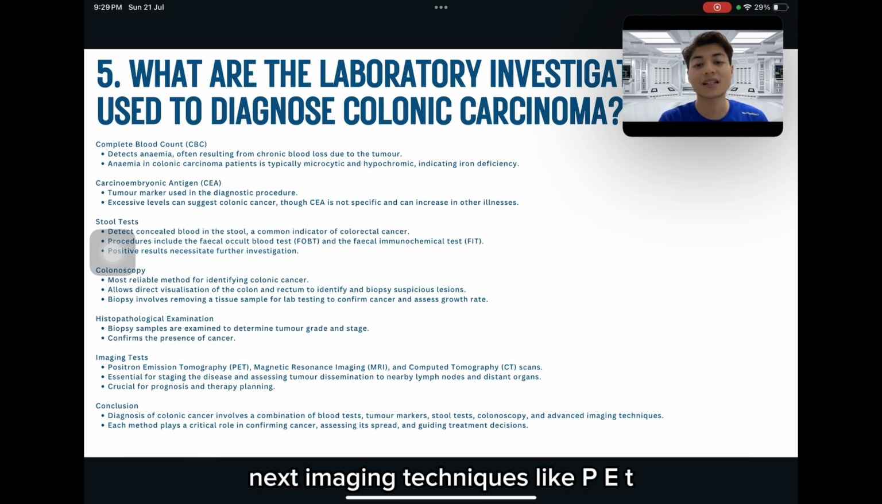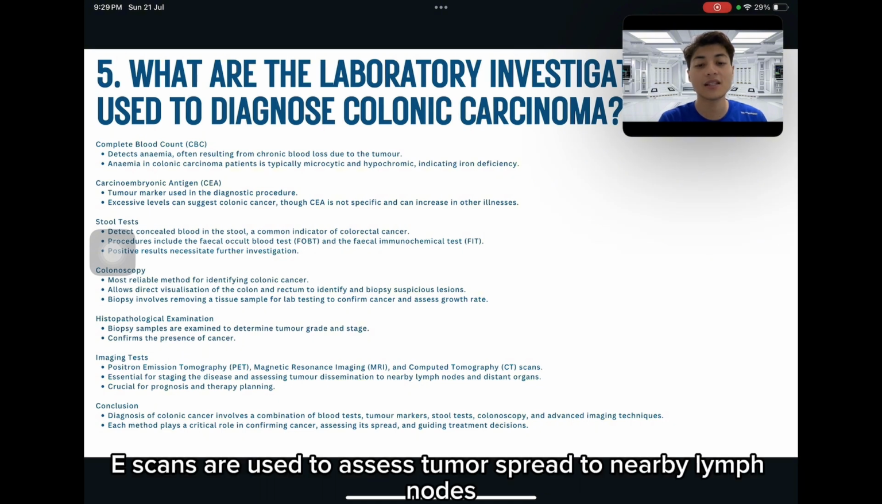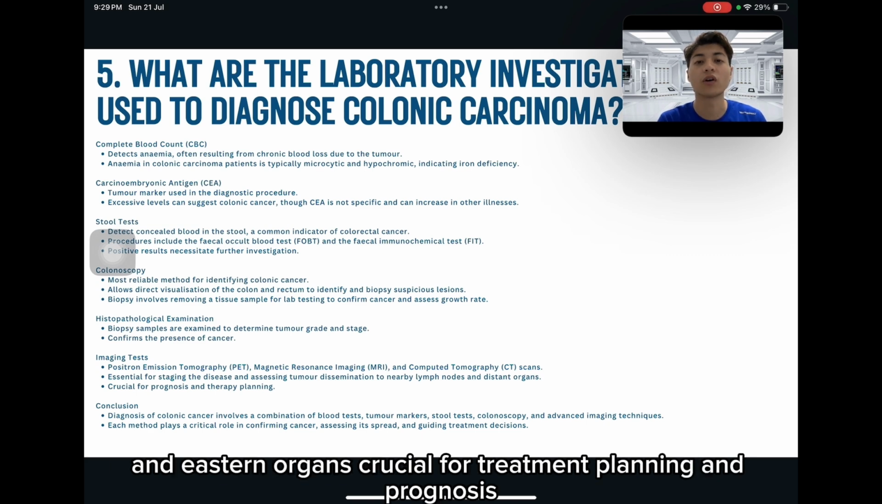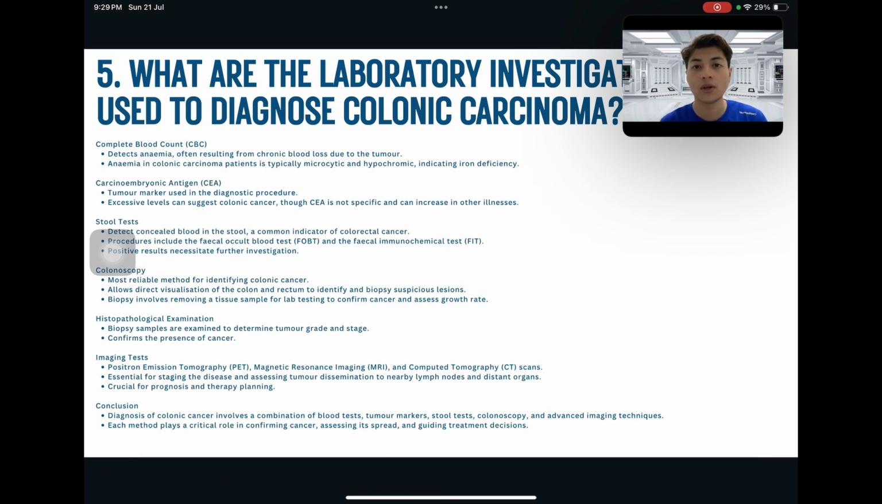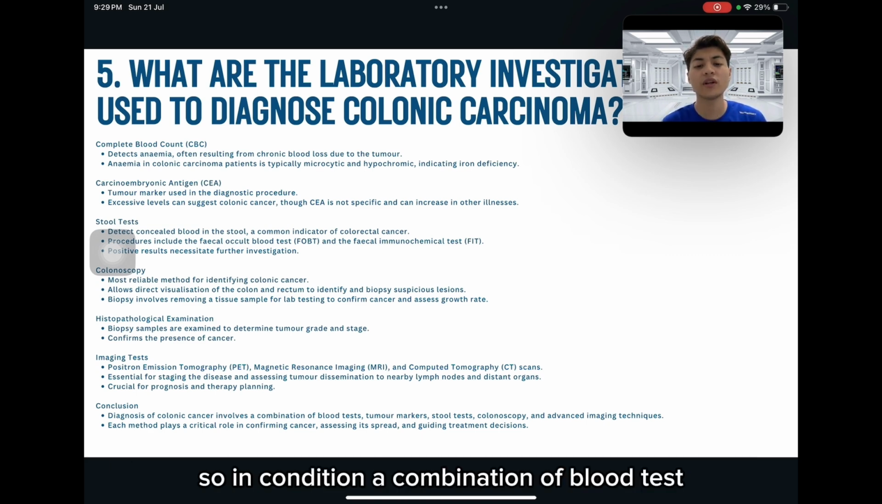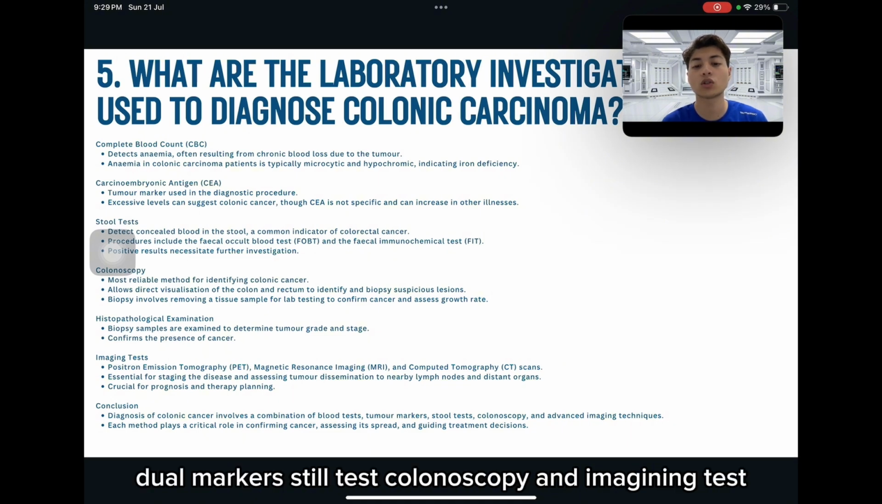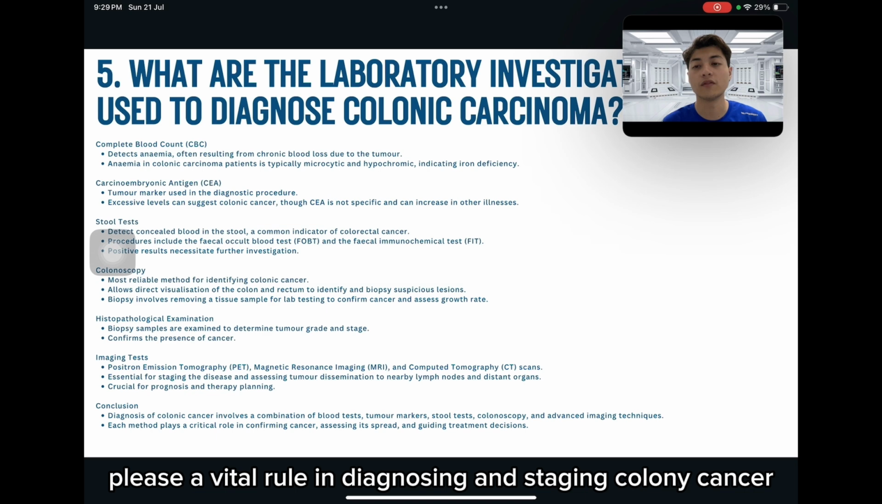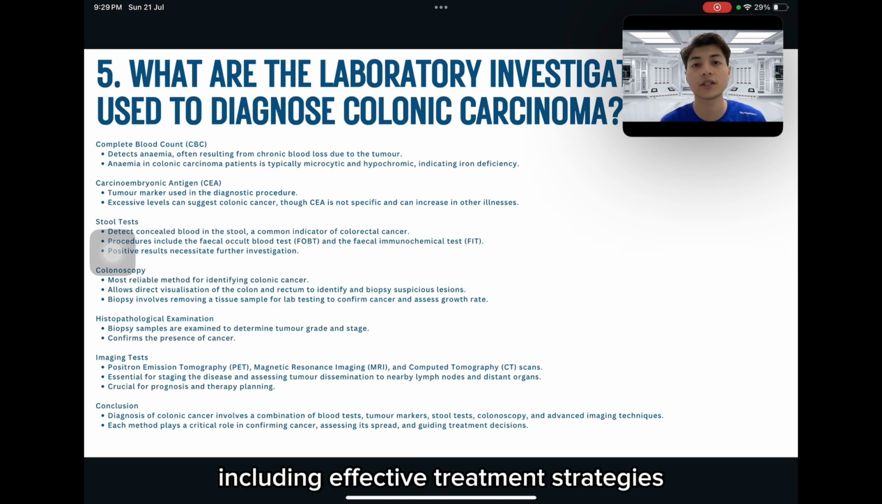Next, imaging techniques like PET, MRI, and CT scans are used to assess tumor spread to nearby lymph nodes and distant organs, crucial for treatment planning and prognosis. So, in conclusion, a combination of blood tests, tumor markers, stool tests, colonoscopy, and imaging tests plays a vital role in diagnosing and staging colonic cancer, including effective treatment strategies.